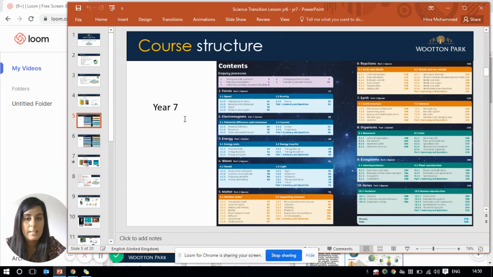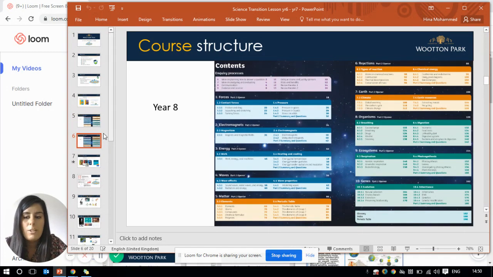So we've got things like in blue, we've got the physics topics, so forces, energy, waves. In orange, we've got the chemistry topics, looking at the particle models, acids and alkali. And then in green, we've got the biology topics, things like looking at cells, variations, genes.